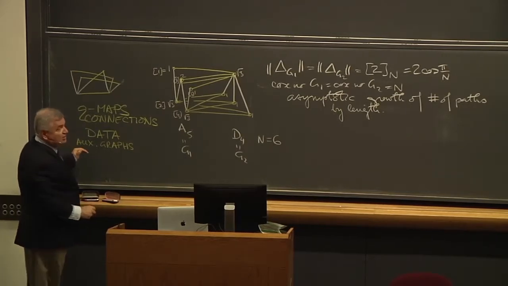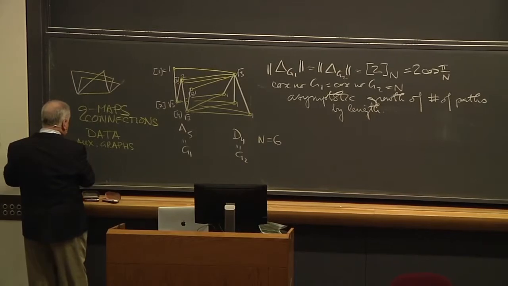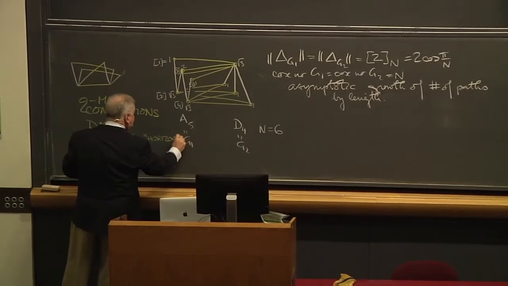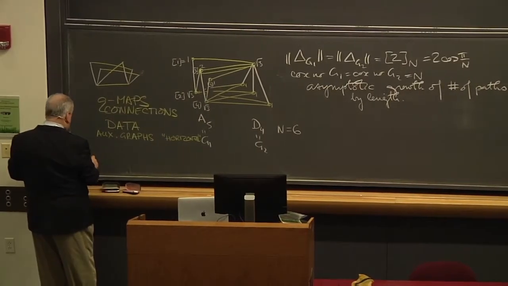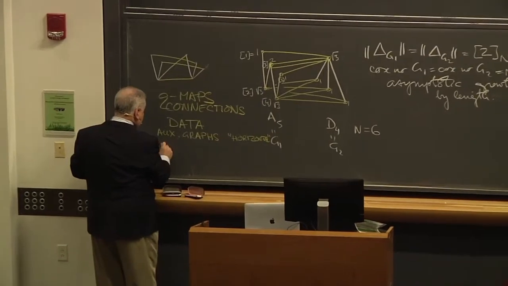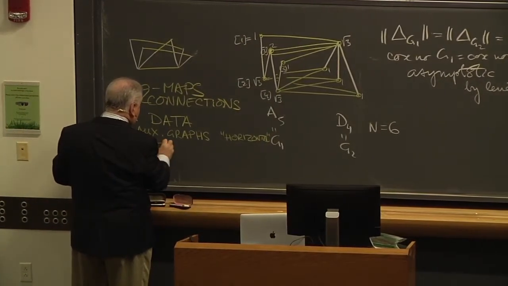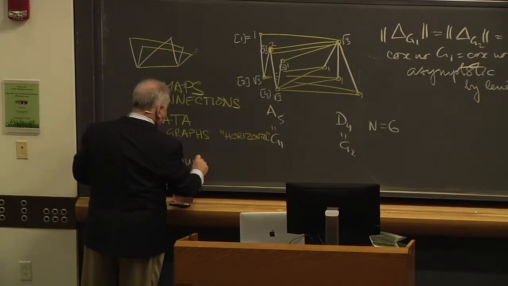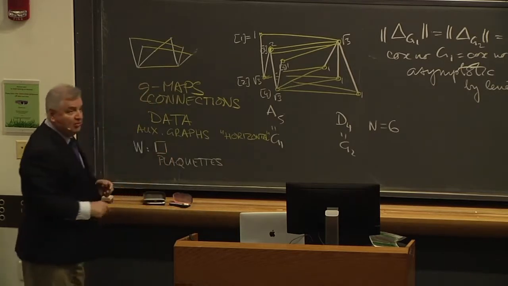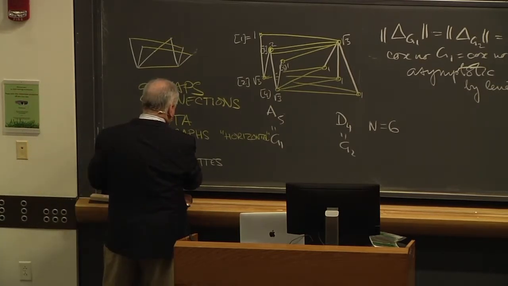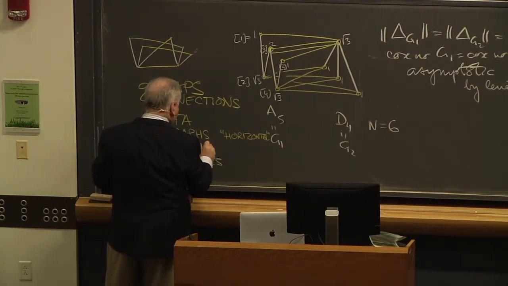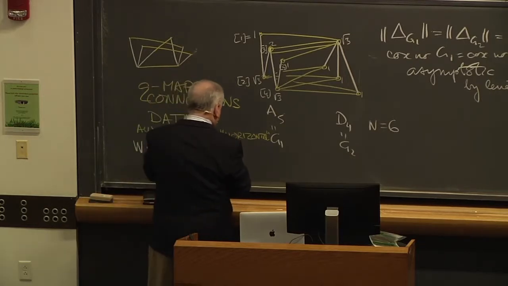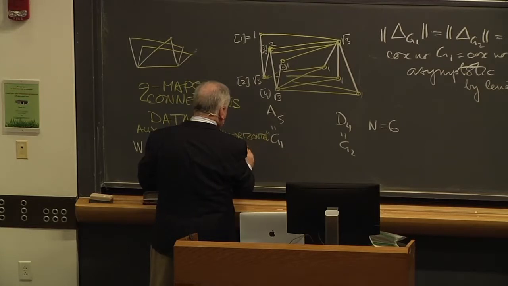So the data are some auxiliary graphs drawn here in yellow, the horizontal graphs, and some map W, which goes from cells, cells are plaquettes, of this form into a number, which will also be denoted by the cell itself, and this is a number in C.